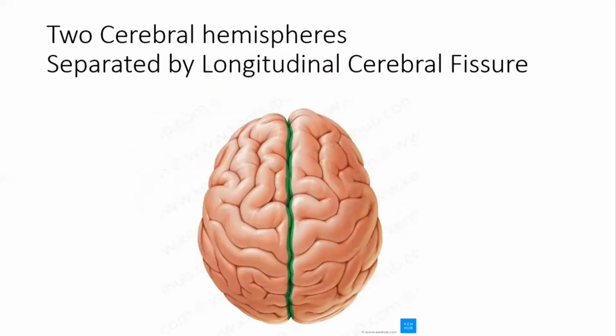The cerebrum has two main divisions. It's divided into two parts, two hemispheres, right and left hemispheres. And they're separated by this green fissure that you can see in this picture. This is called the longitudinal cerebral fissure. It separates the right cerebral hemisphere from the left cerebral hemisphere. And the way the brain functions is the fibers from the right cerebral hemisphere control the left half of the body, and the fibers from the left cerebral hemisphere control the right half of the body.